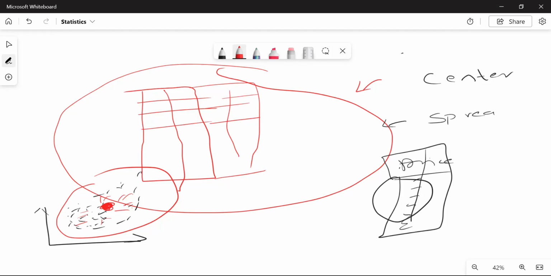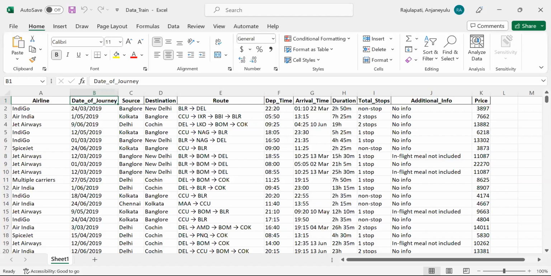So guys, now you can see my Excel file, right? Yes or no? If you're able to see the Excel file, you can say yes. If you're not able to see anything, you can say no. We can see airlines, date of journey, source, destination, route, departure time, arrival time. Yes. See, here I have the data, it's my price. Now I want to analyze this particular price variable.